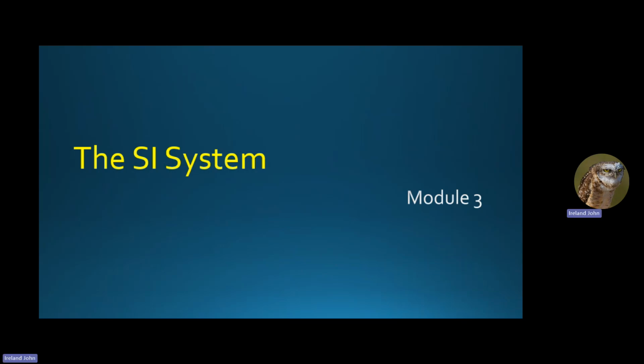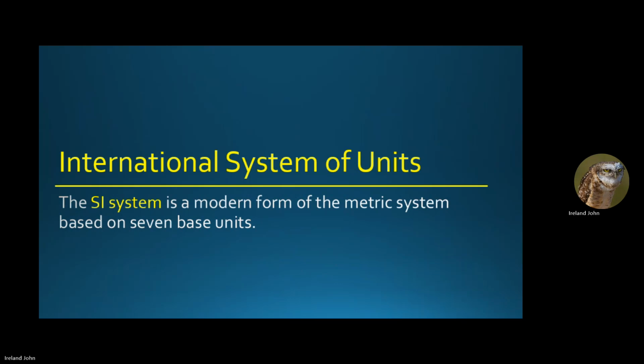And the unit system we use is called the SI system. It stands for the International System of Units. By the way, if you're wondering, hey, Dr. Ireland, if it's International System of Units, why isn't it the IS system? Why is it the SI system? Because it was created by the French. And if you do it in French, it's System International. So that's why it's the SI system.